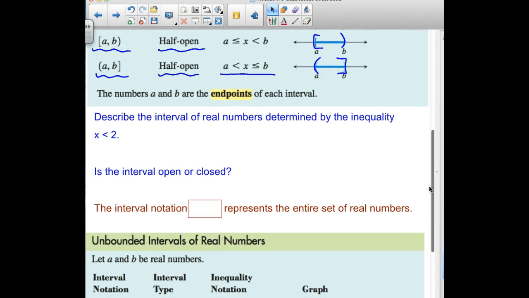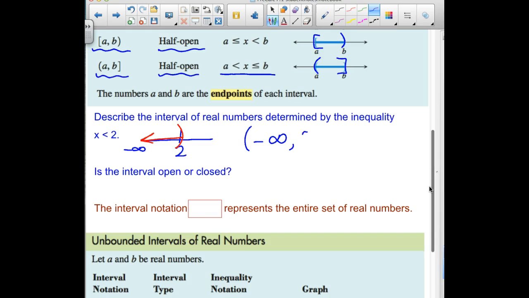All right, so question. Describe the interval of real numbers determined by the inequality x is less than 2. So we want all the numbers smaller than 2. On a number line, we would look at it like this. Okay, rounded bracket at 2 and everything included to the left of that. That means it's going towards negative infinity. So if we were going to state this as an interval, we could say from negative infinity up to 2.